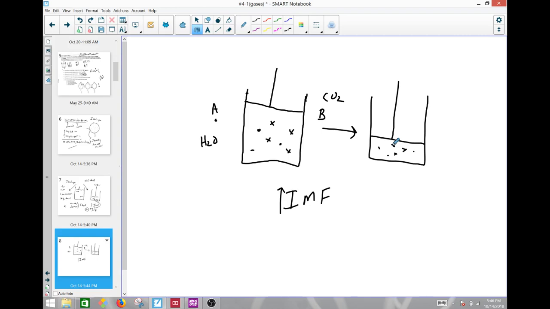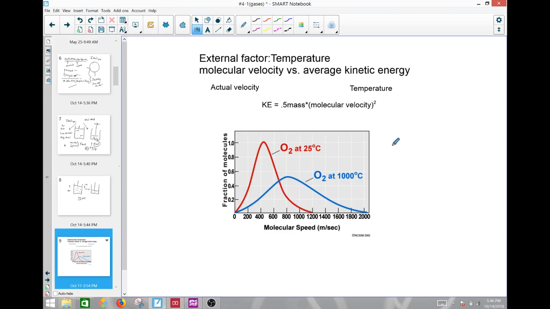So make sure you're clear on what an ideal gas is, what a non-ideal gas is, how gases become non-ideal, and which particles are most likely to act like either an ideal gas or a non-ideal gas based on the intermolecular forces present in that molecule.